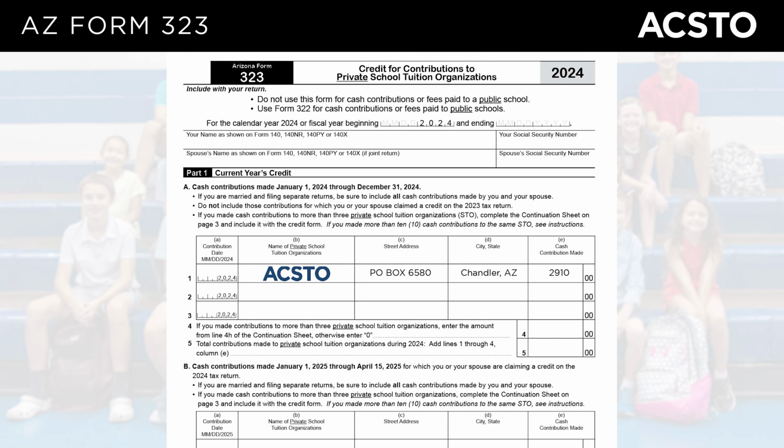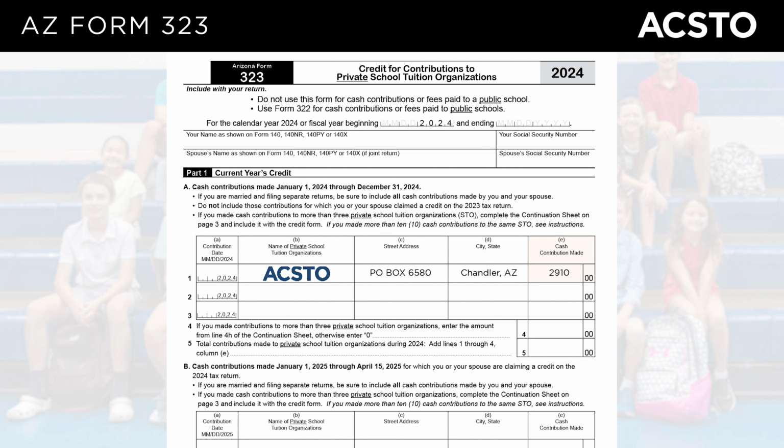As the receipt indicates, you use Form 323 for the original tax credit. The form asks for the school tuition organization you donated to. If you donated to us, you'd say Arizona Christian School Tuition Organization, or ACSTO for short, and then P.O. Box 6580 in Chandler, Arizona. If you donated to more than one scholarship organization, there are additional lines.